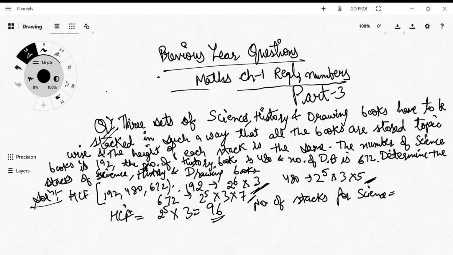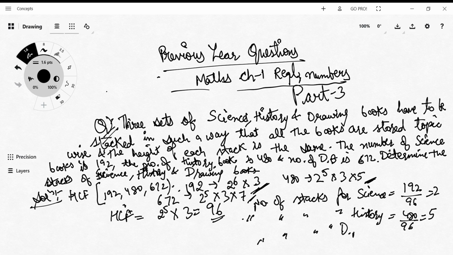The total number of science books is 192. We divide it by 96 and we get 2, so there will be 2 stacks of science books. Similarly, for history books, the total number of books is 480. Again we divide by 96 and we get 5. Then the number of stacks for drawing books is 672 divided by 96, which gives you 7. So stacks for drawing books are 7, stacks of history books are 5 and stacks of science books are 2.